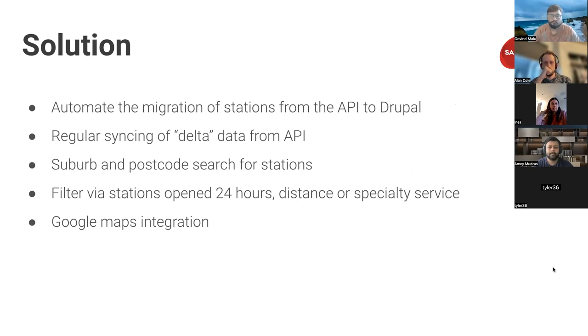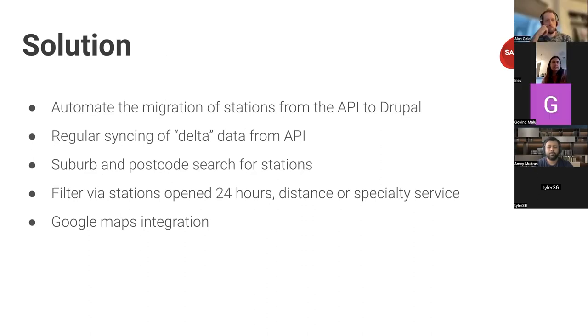And for the solution, the Victoria Police already has a website, and the website is actually hosted on Single Digital Presence. Also, that website is supported by the Single Digital Presence team. So we had to just build on top of that. From the backend perspective, we created a new content type called stations. We automated the migrations from the API into Drupal.